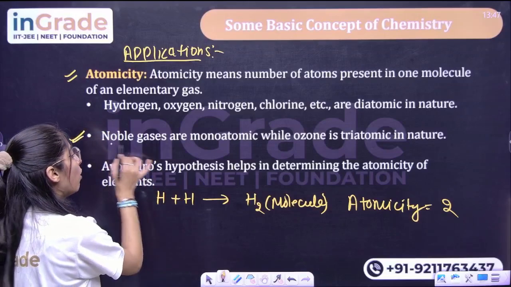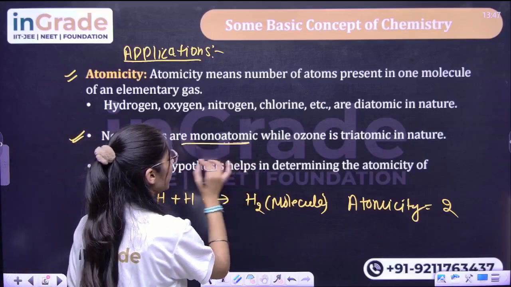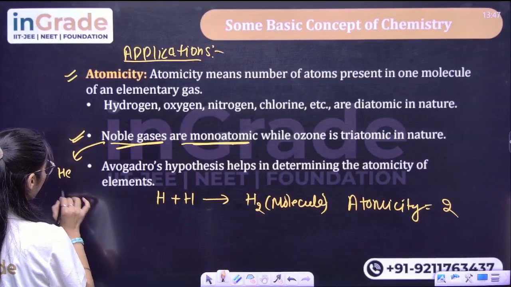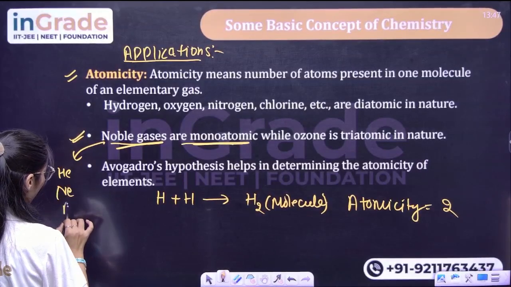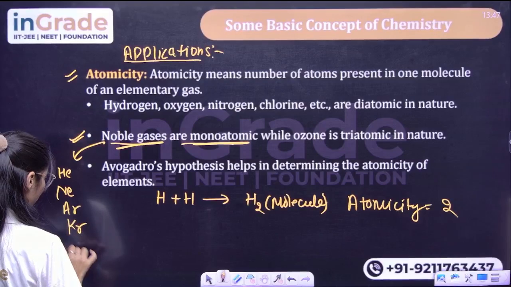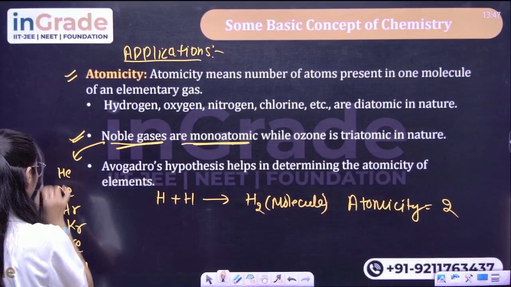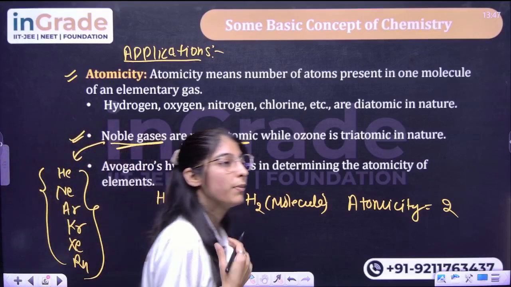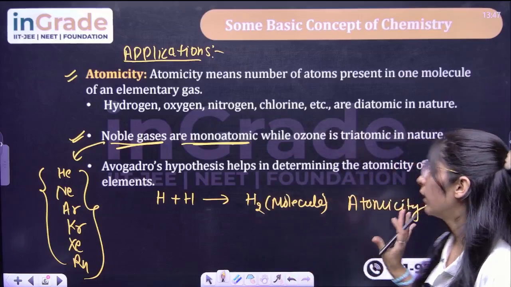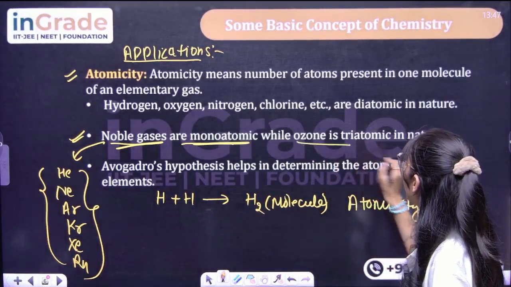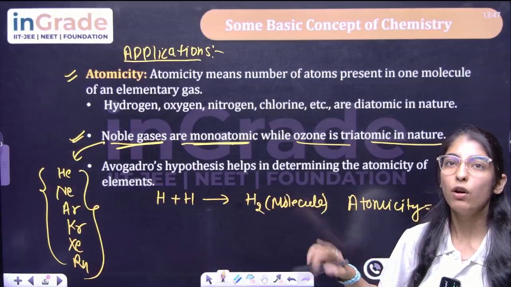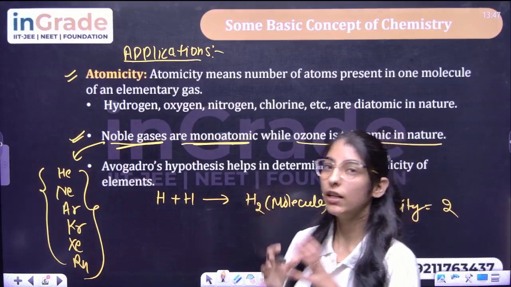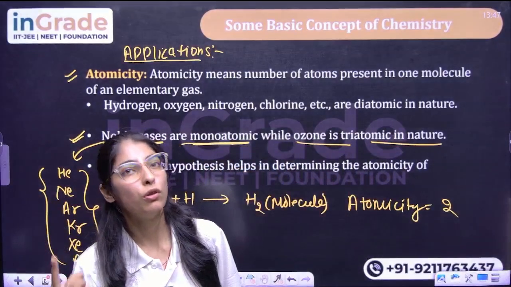Now let's take an example of noble gases. We all know that noble gases are monoatomic in nature. Noble gases means helium, neon, argon, krypton, xenon and radon. They are basically monoatomic, which means they are present as a single atom. But ozone is triatomic in nature. Triatomic simply means 3 atoms of oxygen combine with each other to form one molecule of O3.